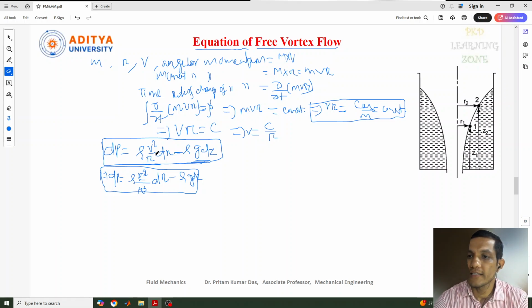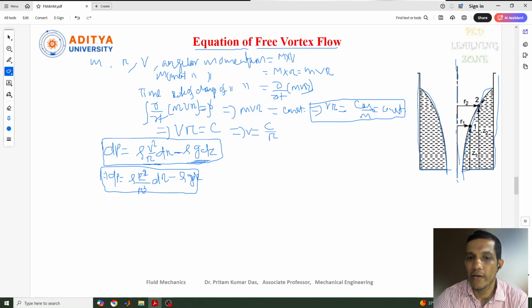Now let's consider 2 points here. What are the 2 points? This is the diagram we have considered for the free vortex flow, and here the liquid is flowing downward, and you can see this forms a vortex form, we know that. This is the central line or axis line, you can consider. Now let's consider some points on this liquid.